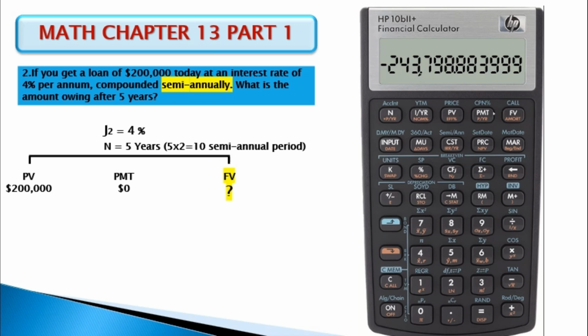People will be confused about payment. Payment isn't how many payments. N stands for how many payments. This PMT stands for the amount of the payment. In this case, $0.